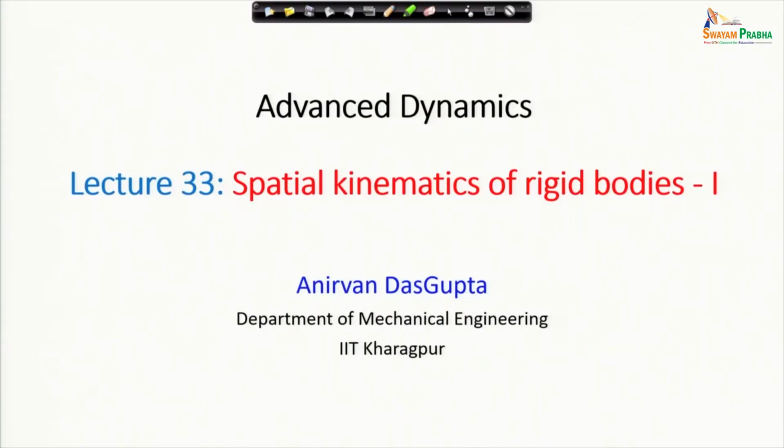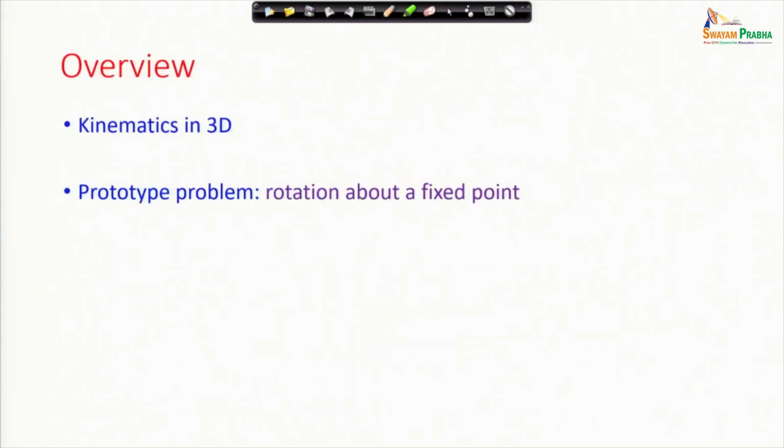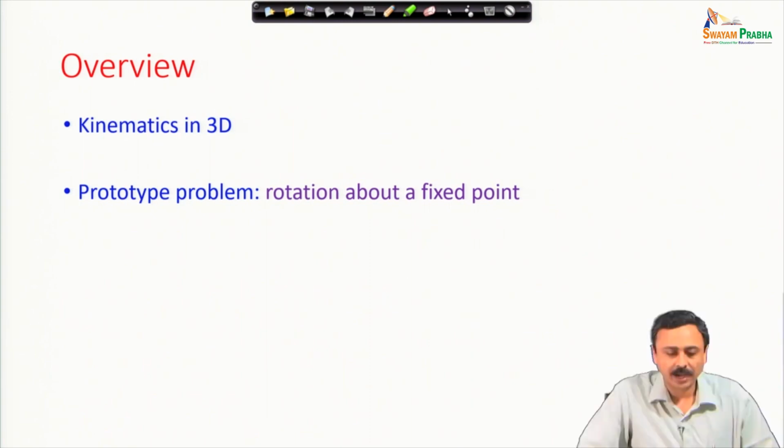In this lecture, we are going to look at spatial kinematics of rigid bodies. To give you an overview of what we are going to discuss, we are going to look at kinematics in 3 dimensions. We are going to look at a prototype problem, which will set the tone for kinematics of rotation about a fixed point.